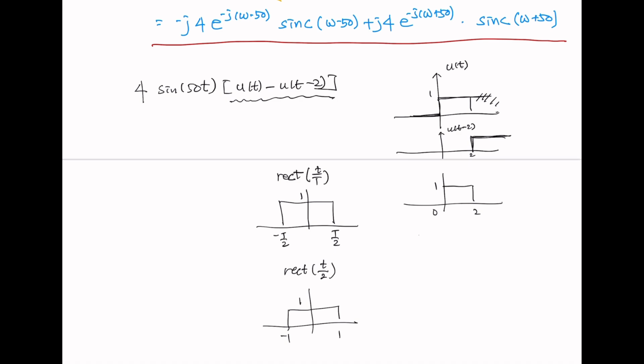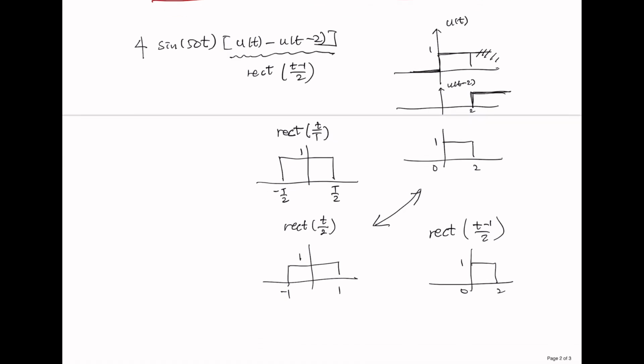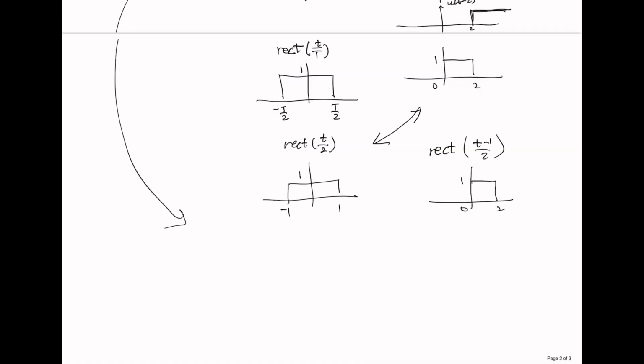And when we compare with this, we need to shift this rect t over 2 to the right by 1. So that means we have rect t minus 1 over 2. That is this. So this u of t minus 2 is rect t minus 1 over 2. If we rewrite the signal, then we have 4 sine 50t rect t minus 1 over 2.